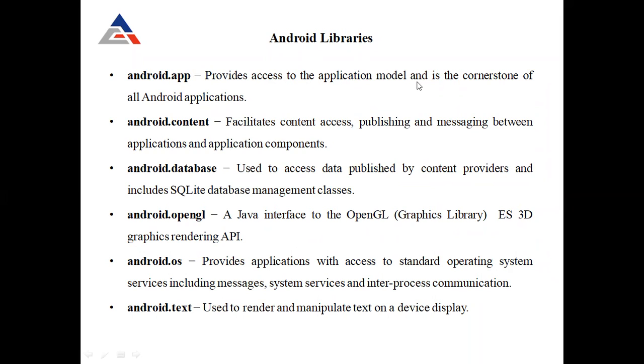Android.app provides access to the application model. Android.content facilitates content access. Android.database is used to access data published by the content provider. Android.opengl is a Java interface. Android.os provides applications with access to standard operating system services, and Android.text is used to manipulate the text that we type on our mobile phone, our Android device.